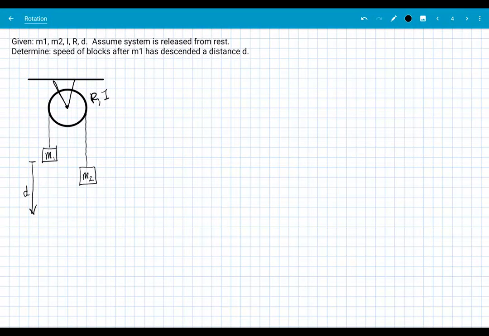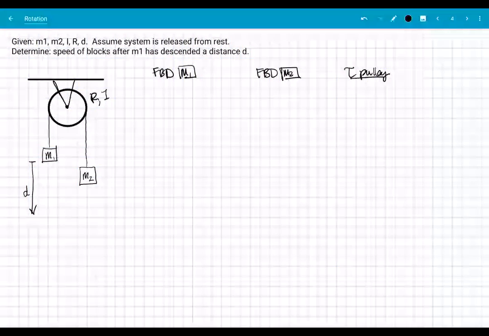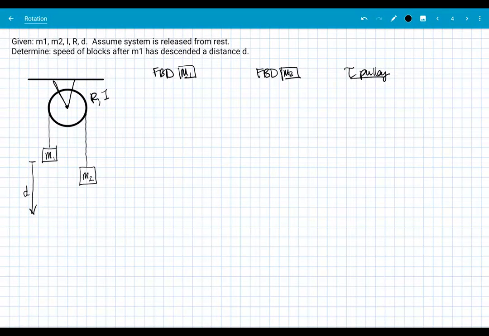The first thing for us to do, though, is draw our free body diagrams and torque diagram. So we'll have 3 diagrams in total here. We'll have a free body diagram for block 1, a free body diagram for block 2, and then a torque diagram for the pulley. And each one of these is an analytical diagram, remember. So each one of these diagrams is going to render us at least one equation. I think we'll just get one due to the simplicity of this problem, one equation from each diagram, and then we'll use those to solve for what we want to solve for.